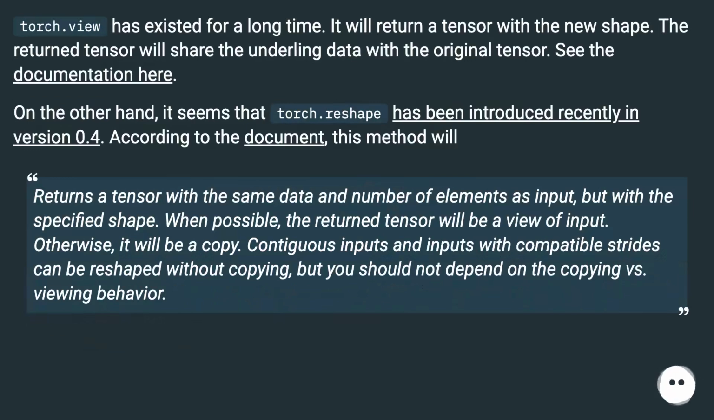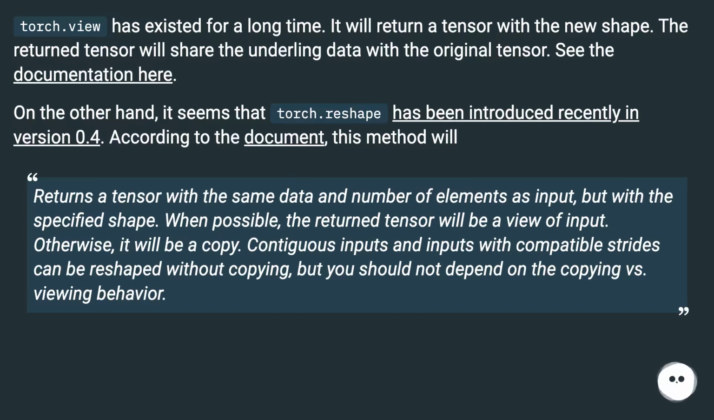Torch.view has existed for a long time. It will return a tensor with the new shape. The returned tensor will share the underlying data with the original tensor. See the documentation here. On the other hand, it seems that torch.reshape has been introduced recently in version 0.4.